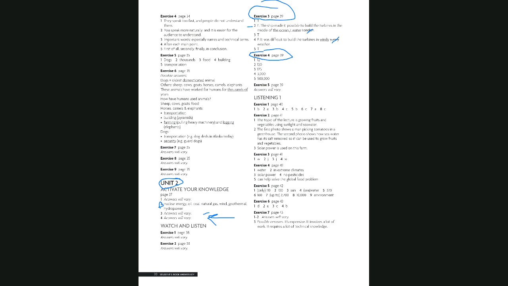Okay, we've got like 2 more activities here. Exercise 2 on page 41. The topic of the lecture is growing fruits and vegetables using sunlight and seawater. And number 2, the first photo shows a man picking tomatoes in a greenhouse. The second photo shows how seawater has its salt removed so it can be used to grow fruits and vegetables. And number 3, solar power is used on this farm. And we answered those in class, so it's okay if you don't have exactly those words.